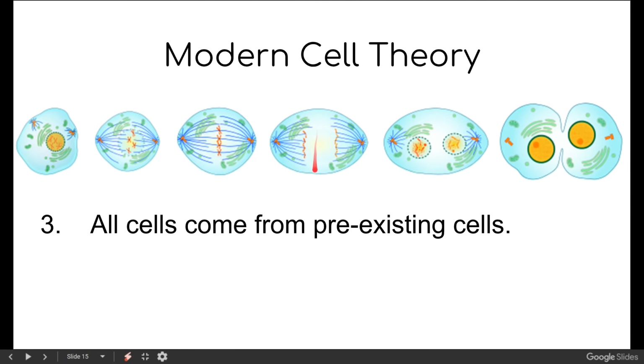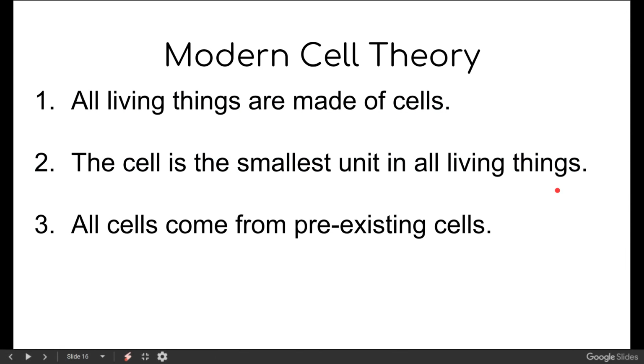Here we see a big split in the middle. Here we see our two nuclei or nucleuses forming. And then here we see a split happening between the two cells. So this one cell here now became two new cells. So again, the modern cell theory is all living things are made of cells. The cell is the smallest unit in all living things, and all cells come from pre-existing cells.